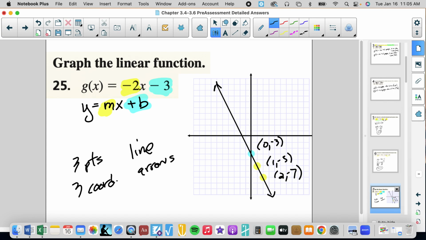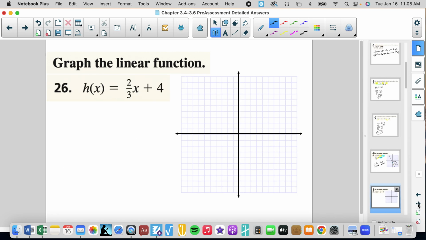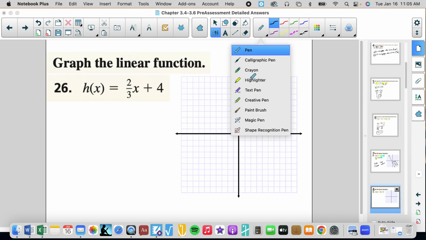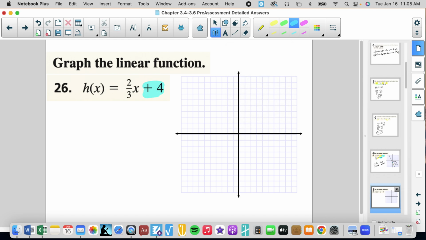So those are 1, 2, 3, 4, 5, 6, 7, 8. I need those things in order to get credit. My y-intercept is 4, and my slope is 2 over 3.